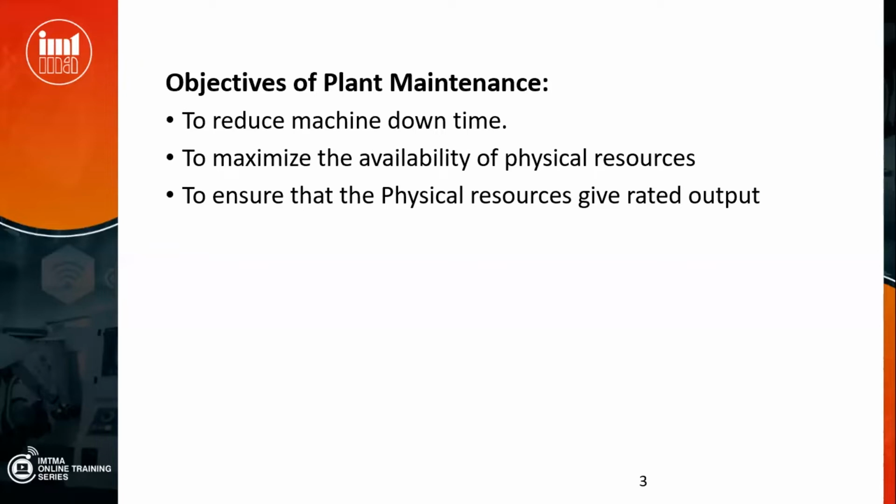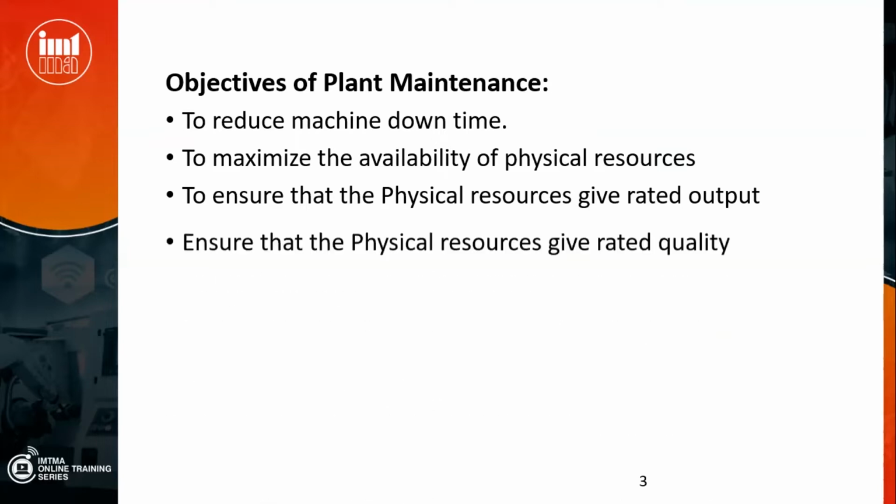The machine should not be run in a rundown condition. Many of you from maintenance must have seen certain machines that are not permitted to run at a particular speed, rate of cut, or feed rate. They are all reduced because of the condition of the machine. We don't want to have that. The machine must be up to date, and it must be able to run at the specified parameters that the manufacturer has prescribed. Ensure physical resources give rated output. Then only the machine is run efficiently.